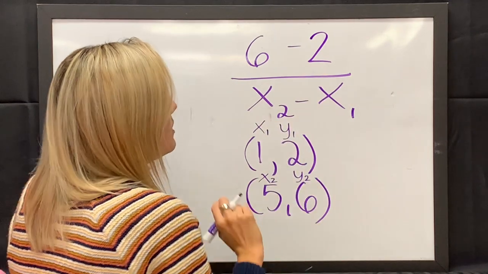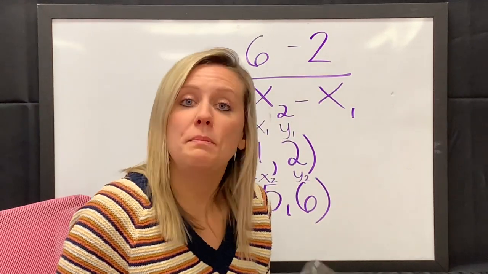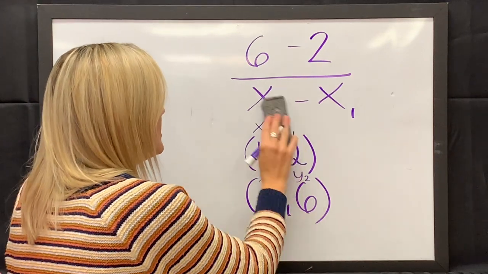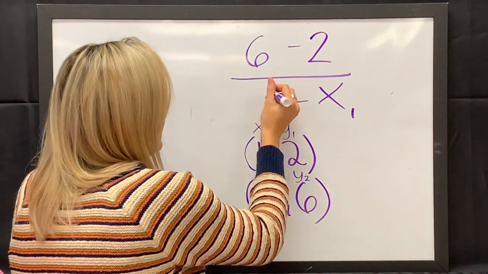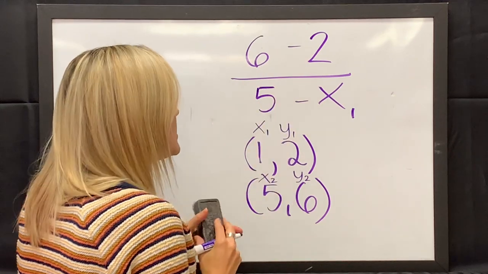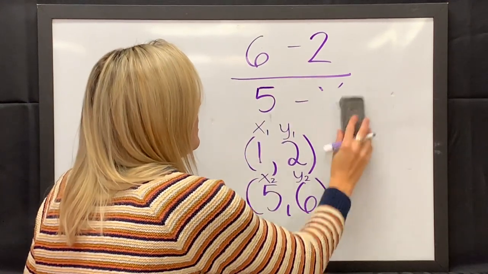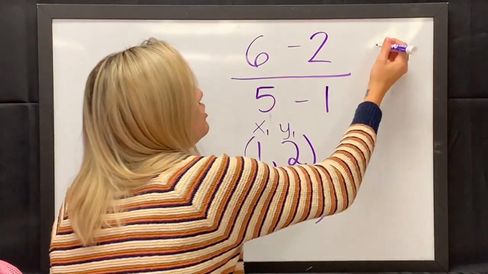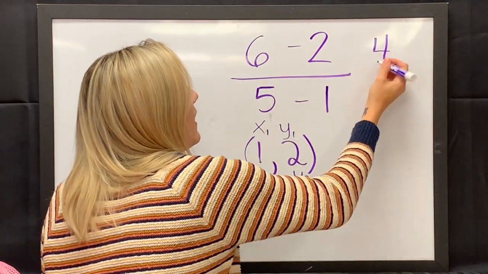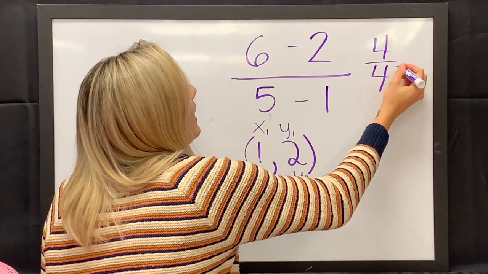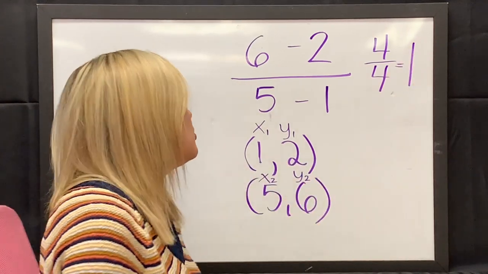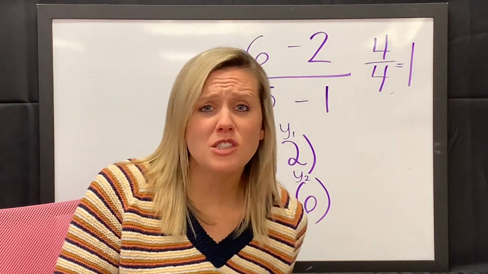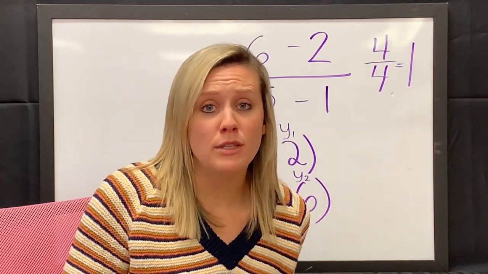And then on the bottom, just like we've been doing, would be your x points. So you're going to take your second x point, which in my case was 5, and then you're going to subtract your first x point, which in mine was 1. And then we're going to go 6 minus 2, which is 4, and 5 minus 1, which is 4, and that reduces to 1. So you get the same answer if you decide to use the formula. I just wanted you to understand why we do what we do.